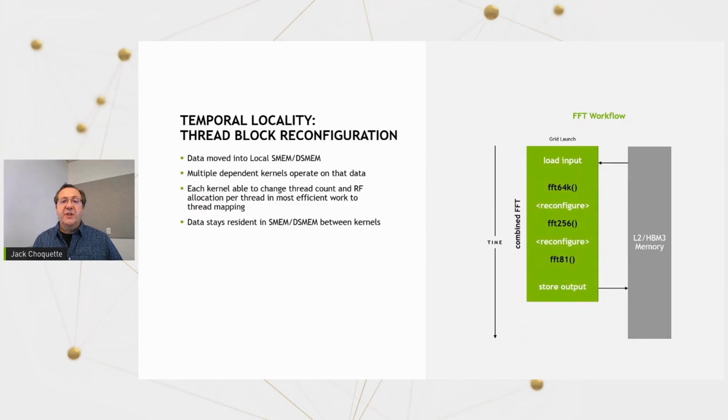To improve efficiency of temporal locality, the Hopper architecture has added a new capability, thread block reconfiguration. Going back to the FFT example, you can see how this works. There is a single grid launch for the entire transform.